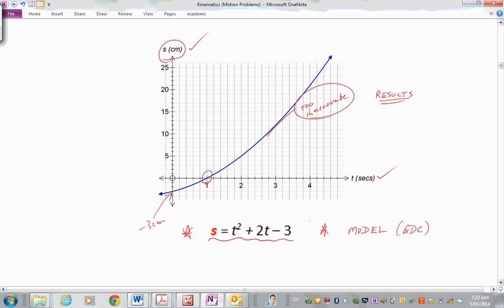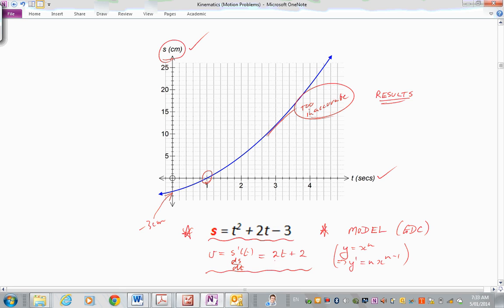What is the big deal now? If we can do that, we can say the instantaneous velocity is ds by dt, and that is equal to 2t plus 2 from our x to the n rule, remembering y equals x to the n implies y dashed equals nx to the n minus 1, or dy by dx, any of those notations. Look at what we've done. We can find the instantaneous velocity at any point.